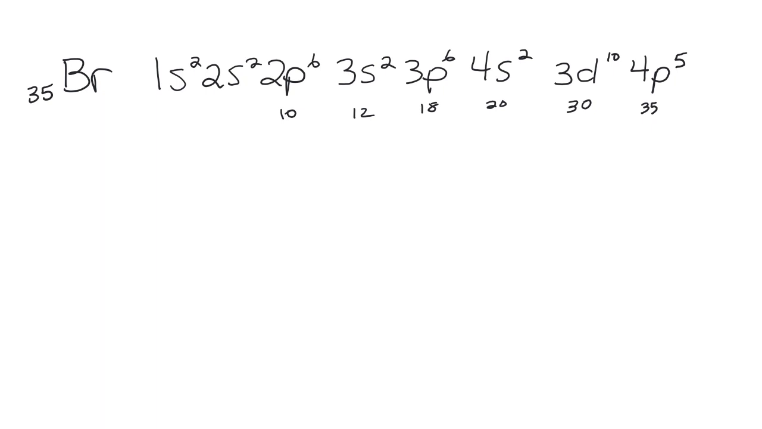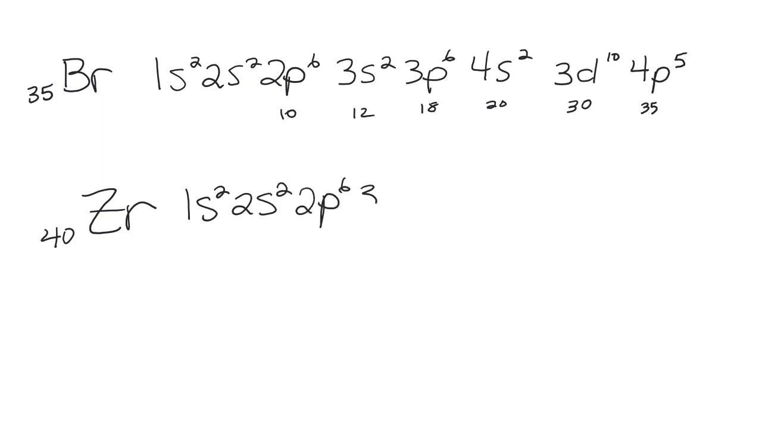Okay, so let's try zirconium. Now, zirconium has 40 electrons. So I know for sure that, if you look above it, I can write all of that up until the 4p because there's at least 35 electrons in it. So I'm just going to go ahead for expedience sake and write down 1s2, 2s2, 2p6, 3s2, 3p6, 4s2, 3d10. Now at this point in time, I know that I have covered 30 electrons here.